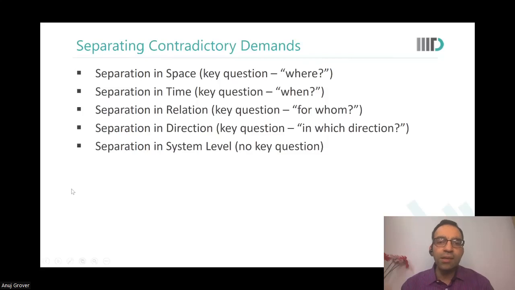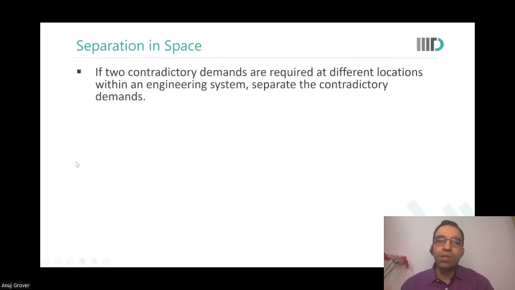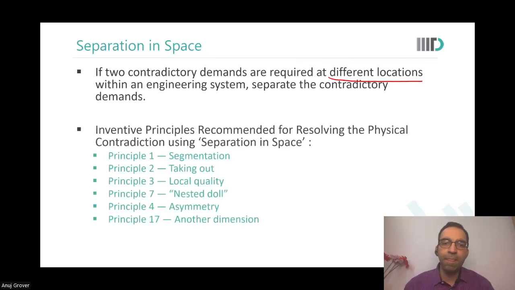Okay. Let us look at this separation in space. If 2 contradictory demands are required in different locations, that is separation in space. And the principles that you use for solving them are segmentation, taking out, local quality, nested doll, asymmetry, and another dimension.